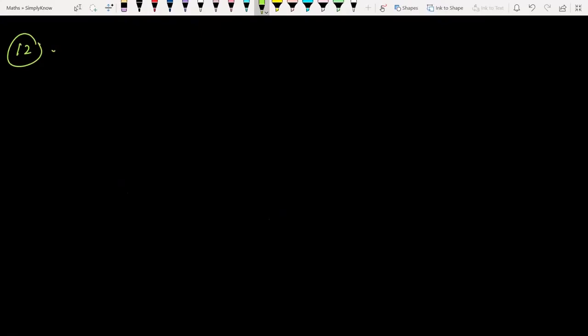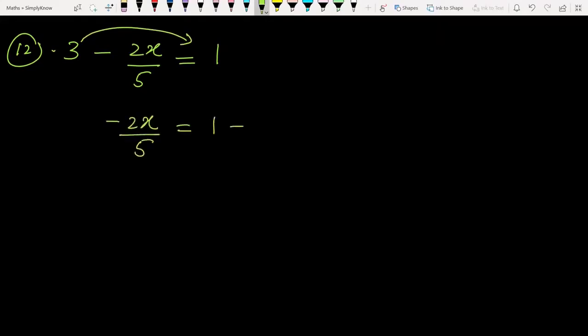Okay, the 12th equation, 3 minus 2x over 5 equals 1. Now here it's similar to the previous one. So I'm going to transfer this 3 to the other side. So it will become minus 2x over 5 equals 1 minus 3. This is a positive 3, so minus 3. So 1 minus 3 is minus 2. Minus 2x over 5 equals minus 2.